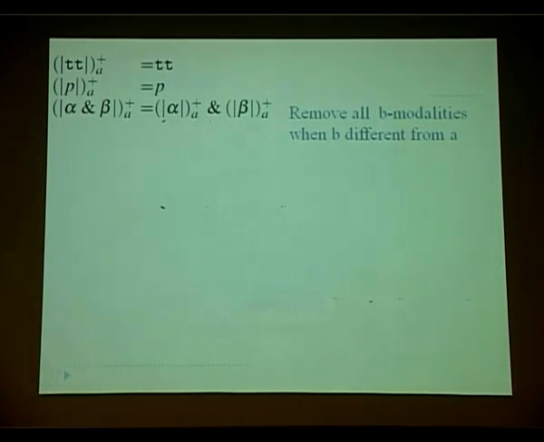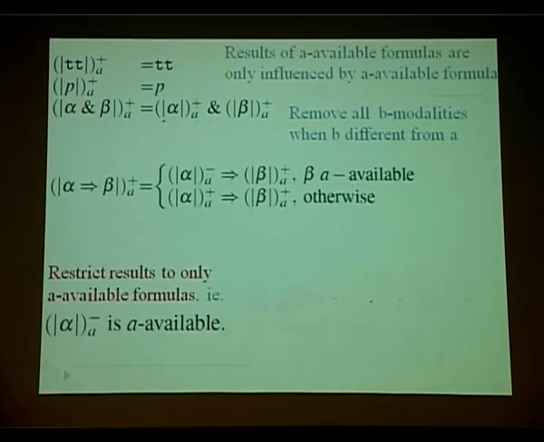Let's think of the plus version of that translation. All that I'm doing is removing all the modalities which are different from A. So of course it's going to work as you expect. True: there's no change. Propositions, there's no modality, so I don't change them. Conjunction, I do compositionally. But now let's come to implication.